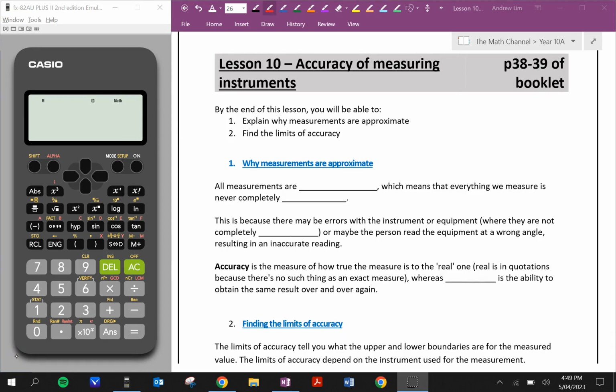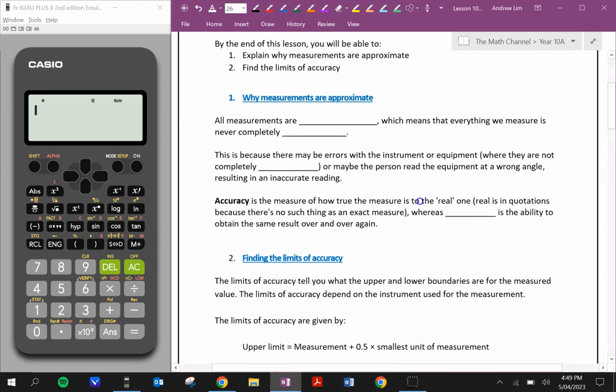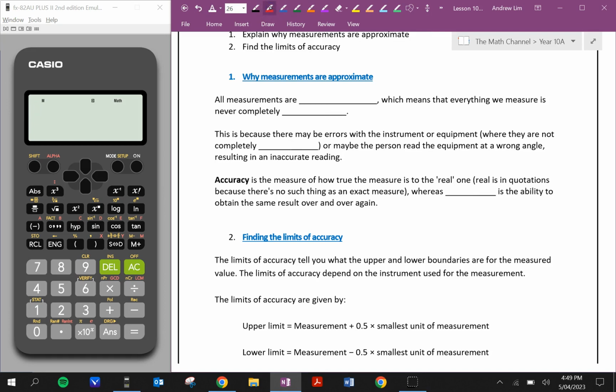In this video, we're going to be looking at accuracy of measuring instruments. By the end of this lesson, you'll be able to explain why measurements are approximate and find the limits of accuracy. What we need to know is that in reality, all measurements are approximate, which means that everything we measure is never completely accurate. Whether we use a ruler or scales, a clinometer, a thermometer, anything that we use is never completely accurate.